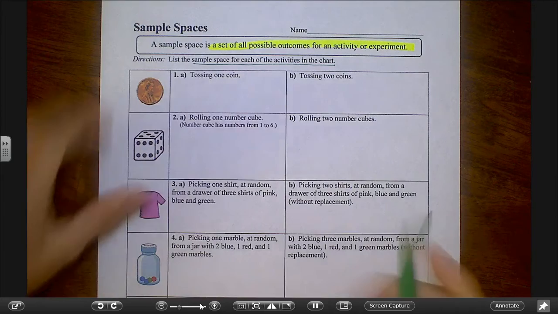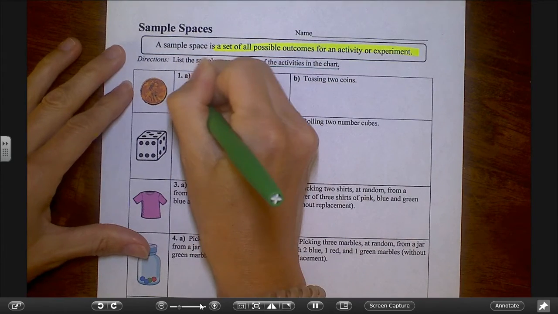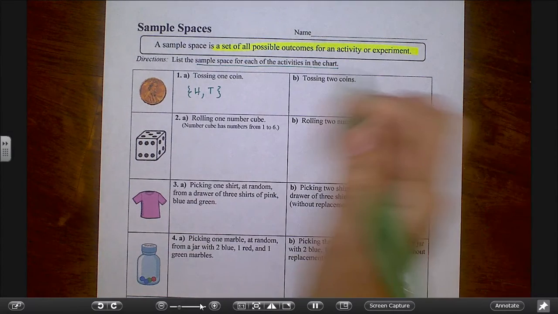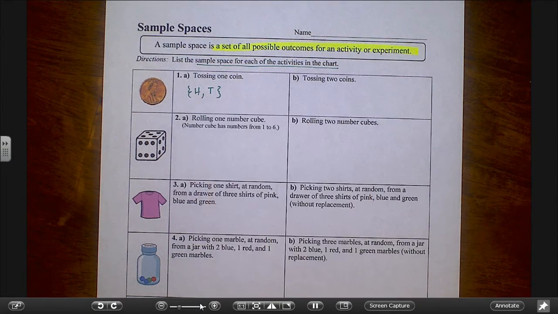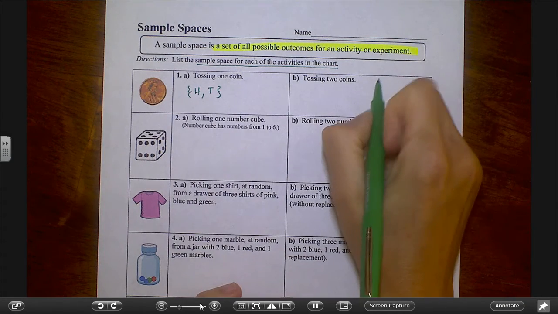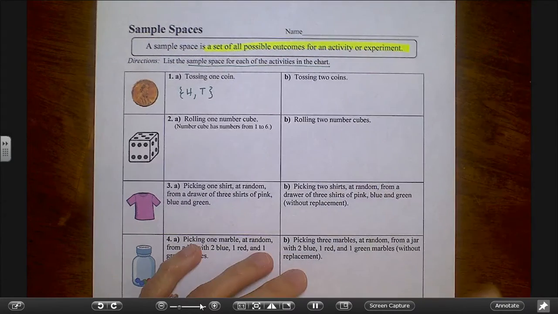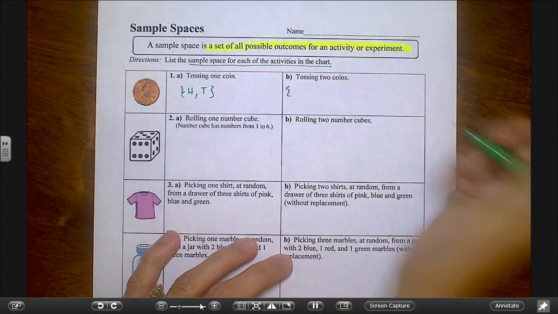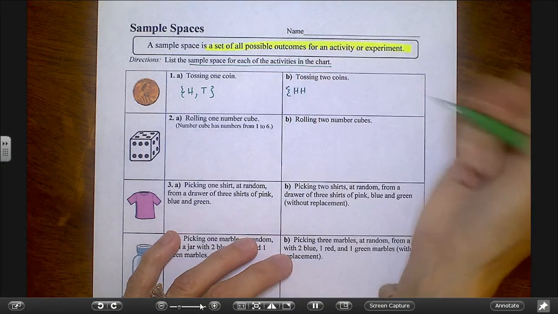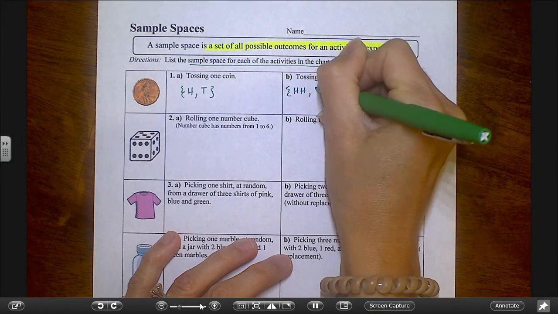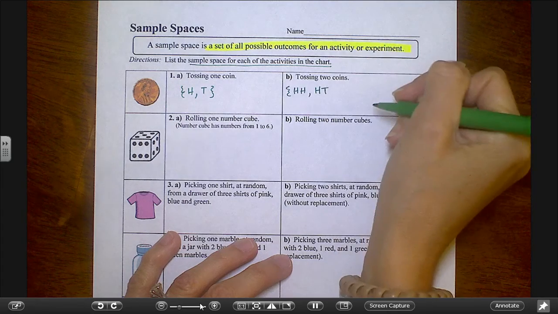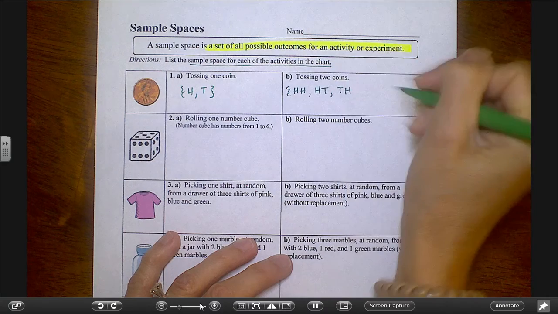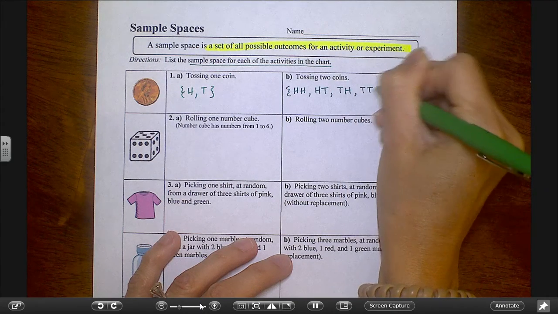Okay, so tossing one coin. My sample space, I have heads and tails. And just remember, these are my funny looking brackets. So sometimes they look funnier than others. Now, tossing two coins. So my outcome, if I toss at the same time, they could both land on heads. So that's HH. The first one could land on heads, the second one could land on tails. The first one could land on tails, and the second one could land on heads. Or they could both land on tails.